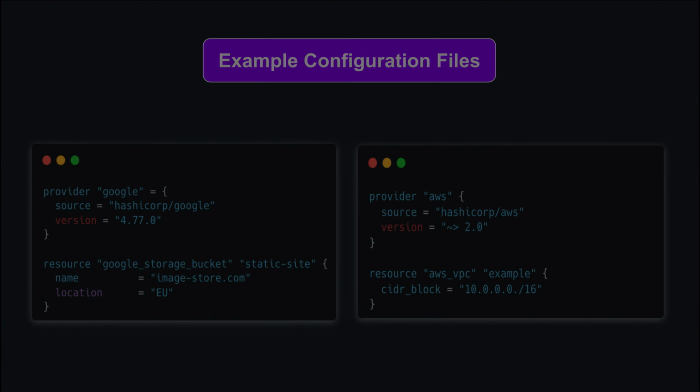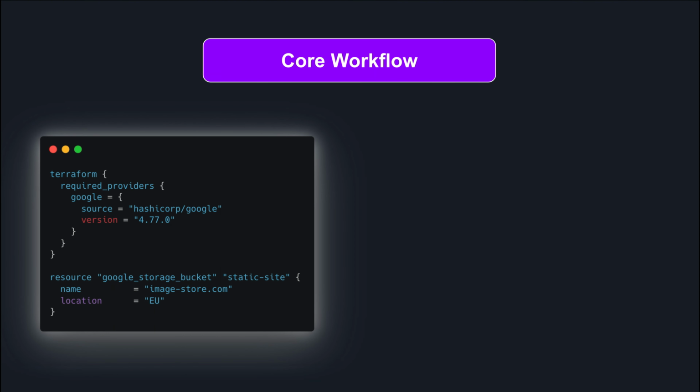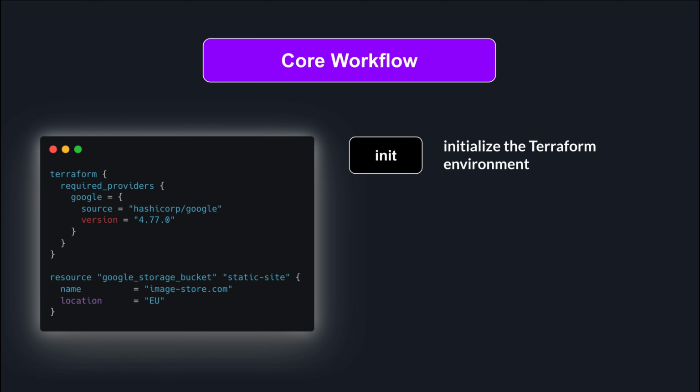Now let's have a look at the Terraform core workflow. When you are ready to work with Terraform, you initialize the environment using the terraform init command. This step downloads the necessary provider plugins, sets up the backend for state storage, and prepares your project for further actions. After initializing, you create an execution plan using the terraform plan command.